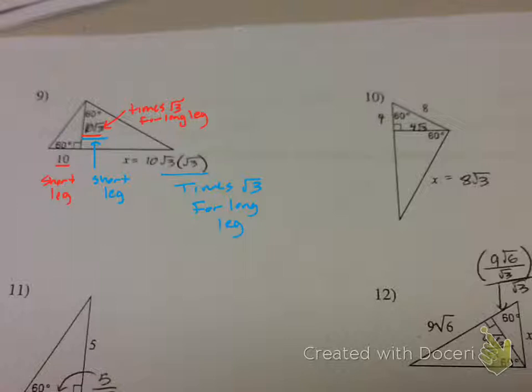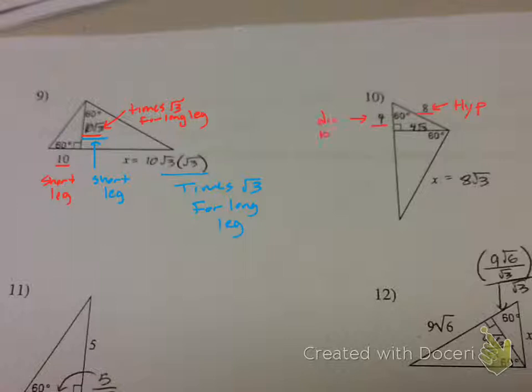So this is a two-part problem. First, you take the short leg of the left triangle times the square root of 3 to get its long leg. And then that becomes part of a larger triangle on the right, where it's a short leg now, and I take that times the square root of 3 to get me the long leg in that second 30, 60, 90 triangle. Okay, on to the next one.